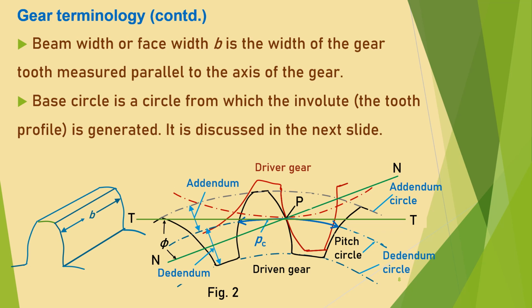Beam width or face width, B, is the width of the gear tooth measured parallel to the axis of the gear. Refer to the three-dimensional view of the tooth in figure 2. Base circle is a circle from which the involute, that is the tooth profile, is generated. It is discussed in the next slide.